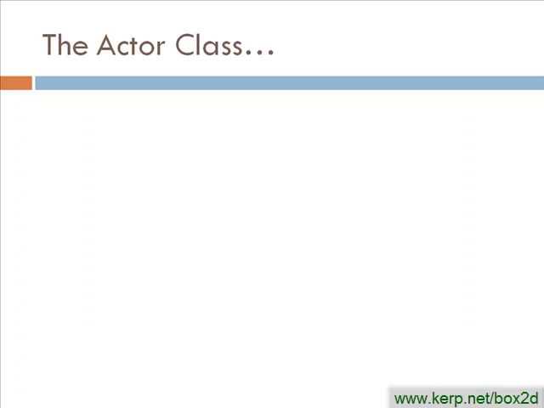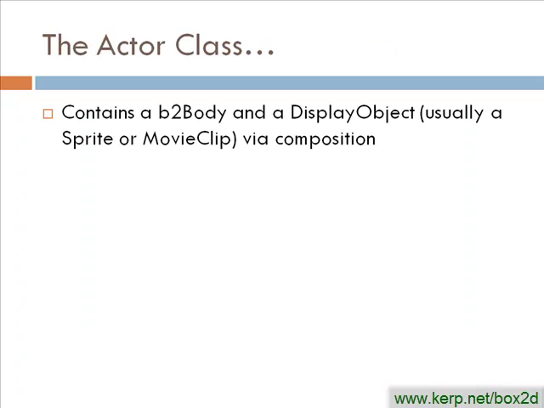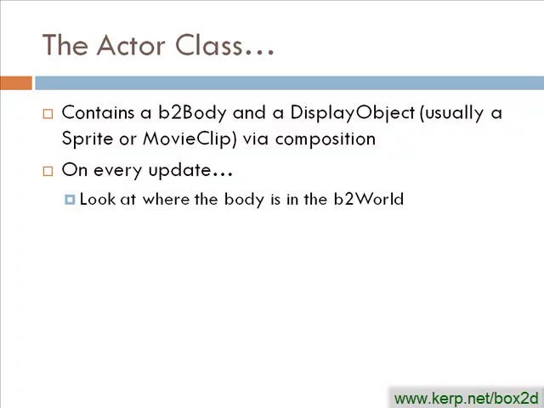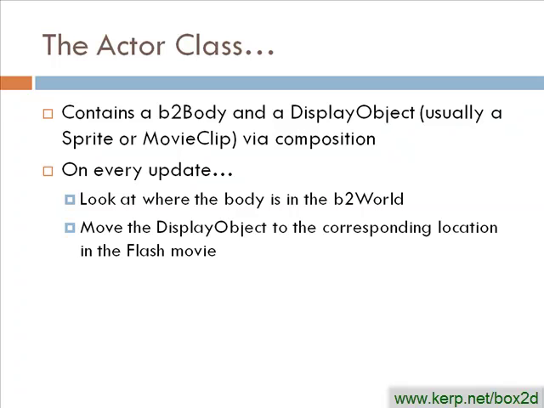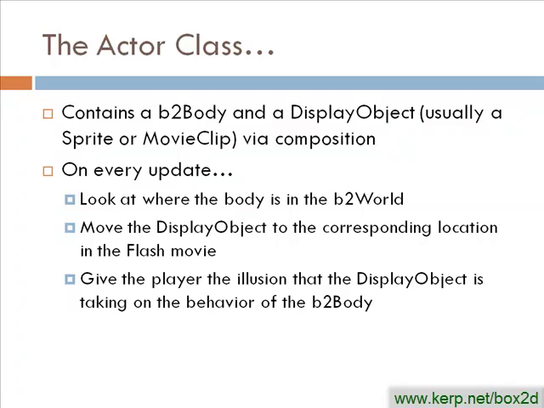So kind of to summarize, the actor class basically contains a B2 body and a display object, usually a sprite or a movie clip, through composition. The body and the display object are member variables within this class. On every update, which basically happens every frame, we're going to look at where the body is. We're then going to move the display object to the corresponding location in the flash movie. And this gives the player the illusion that the display object is moving in a realistic way based on the behavior of the B2 body. And that is it. So now that we know the theory behind this actor class, let's start making one.